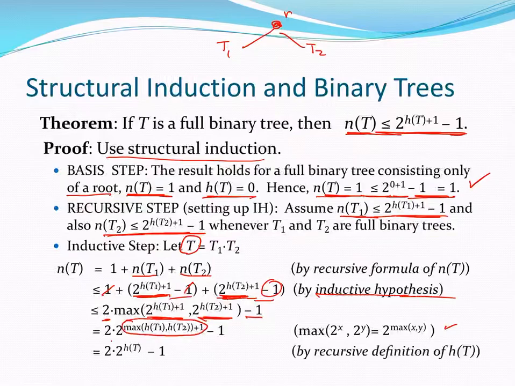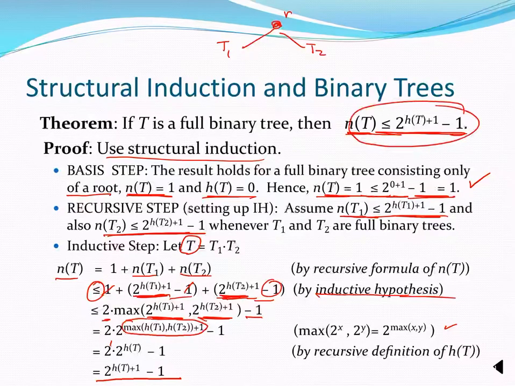And then if I bring the 1 from this coefficient of 2 inside, I get N(T) is less than or equal to 2 to the h(T) plus 1, all of that minus 1, which is exactly what we were trying to prove. And we did that using structural induction, leveraging the definition of our set of binary trees.